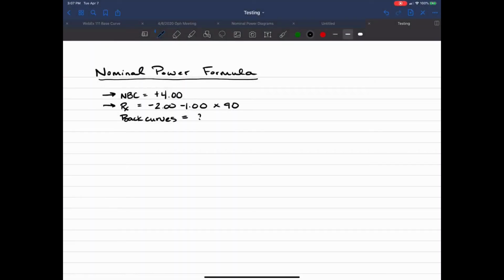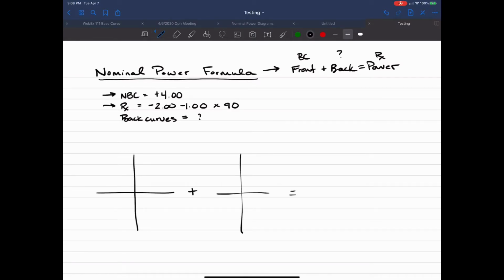So the first step is we're going to draw out a series of RX crosses, because the nominal power formula that we have is the front plus the back equals the power. This is the RX power, and this is the front base curve. So what we're being asked is, what's the back curve? So we'll draw out the series of optical crosses, front plus the back equals the power. And then we're going to fill in this information that we're given.